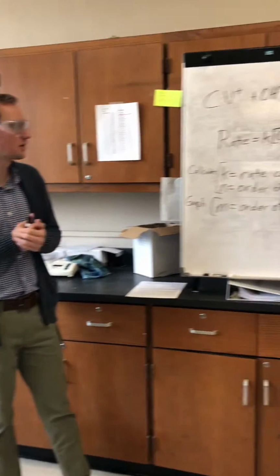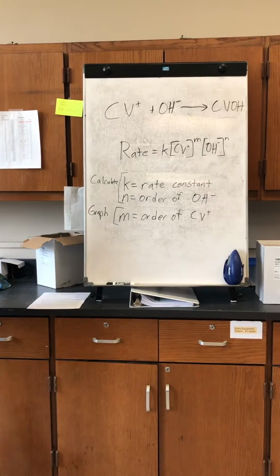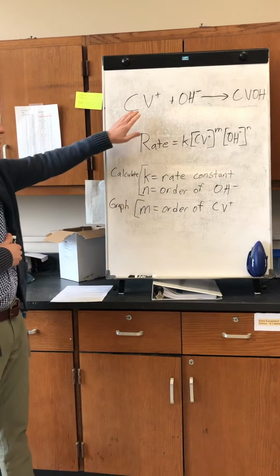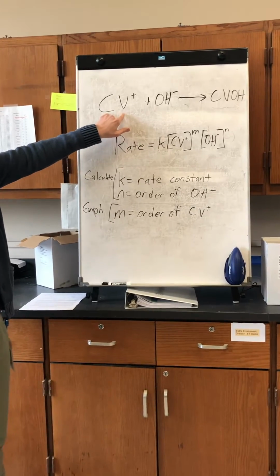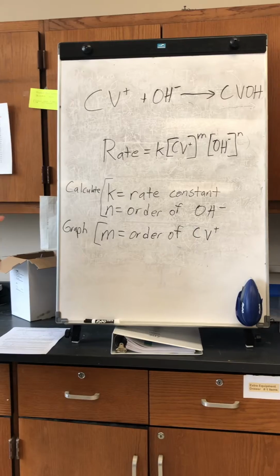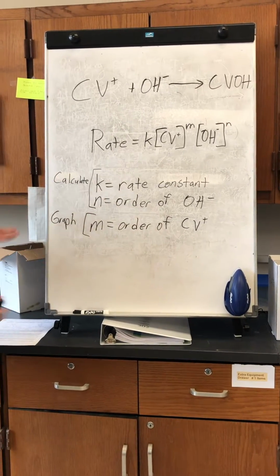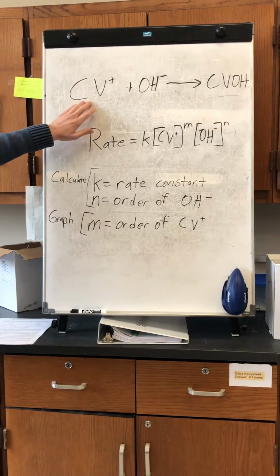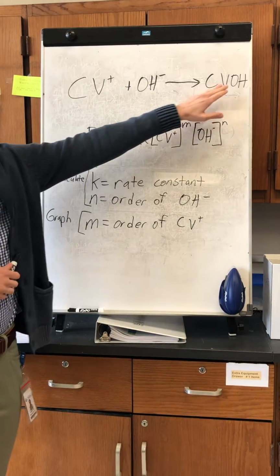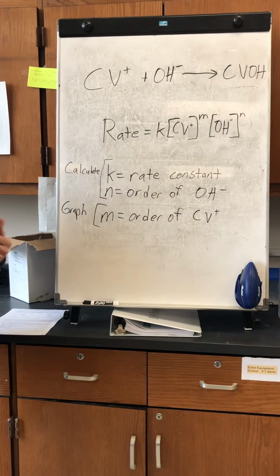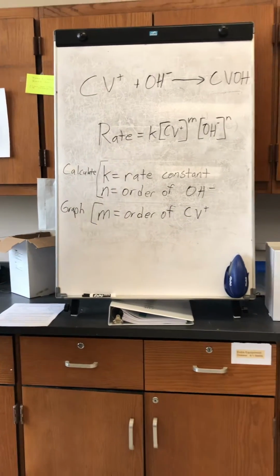So this week we're doing a lab where we're going to determine the rate law for a reaction involving crystal violet. Crystal violet, I've abbreviated it here as CV+. The full structure is shown in your lab manual. It's a kind of complicated structure. I didn't want to draw it all, so I just wrote it shorthand up here. So we've got our reaction between crystal violet and hydroxide, and we're going to form a product. And we're going to determine the rate law for this reaction.